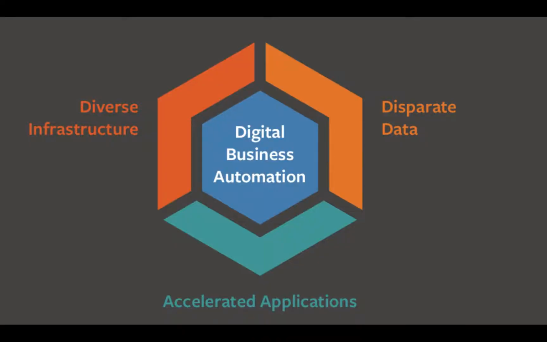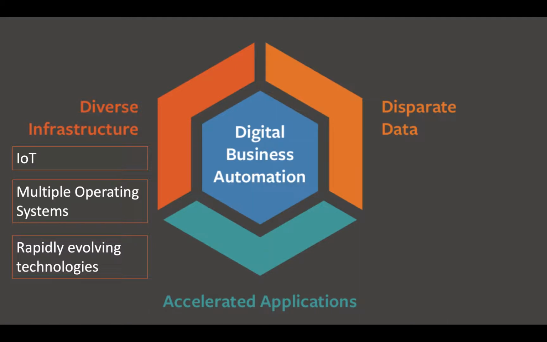In today's world, three major challenges are faced by companies to ensure their digital transformation processes are seamless. These can be highlighted as diverse infrastructure, disparate data, and accelerated applications. Diverse infrastructure results from multiple operating platforms, private, public, and hybrid clouds, and rapidly evolving technologies including software-defined architecture, NoSQL, containers, and the Internet of Things.